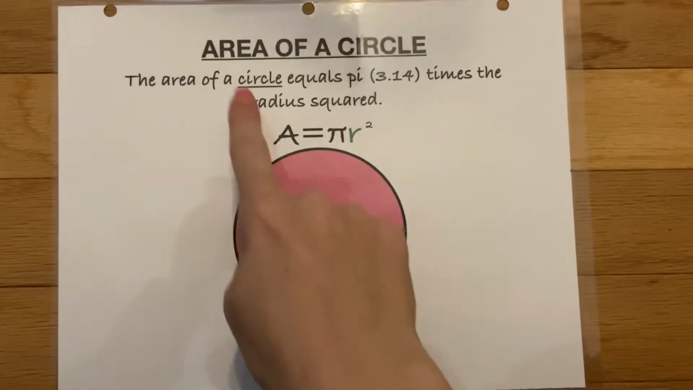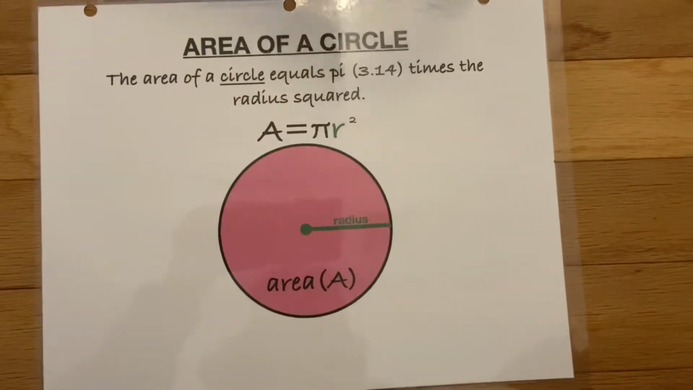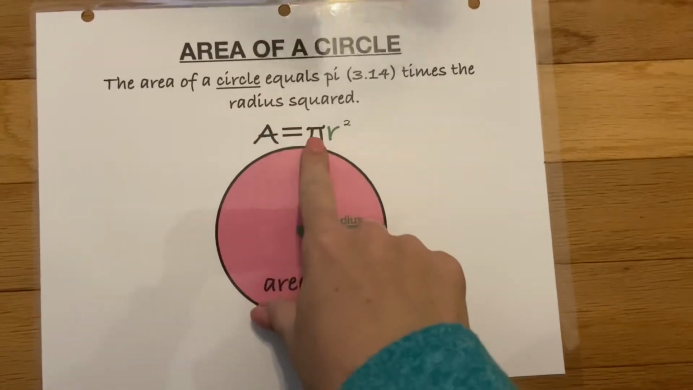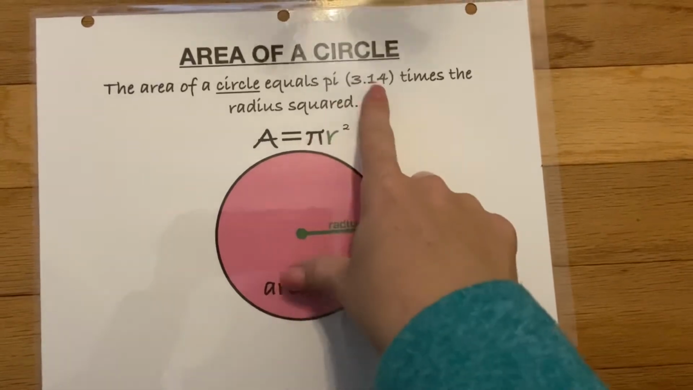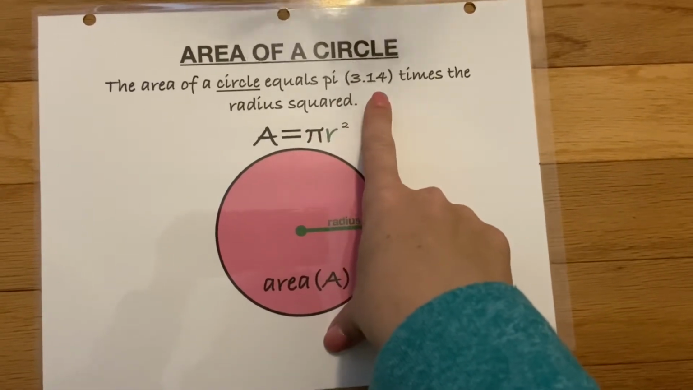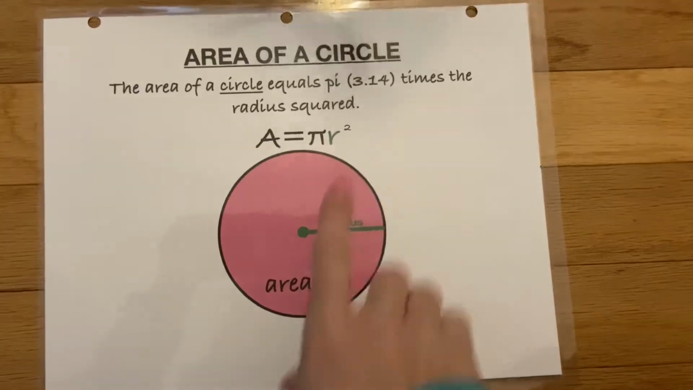The area of a circle equals pi 3.14 radius squared. The area of a circle equals pi 3.14 times the radius squared.